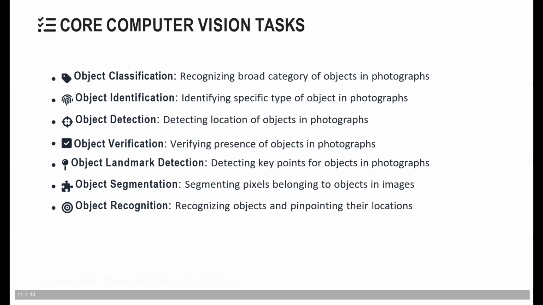Another practical use: suppose you like a t-shirt or any other clothes. If we upload those photographs in Google Lens, automatically we can get many options on online platforms, isn't it? So those are some of the core examples where we can use computer vision to recognize different images on different sites. Object segmentation, segmenting pictures belonging to an object in images. Object recognition, recognizing objects and pinpointing their locations.